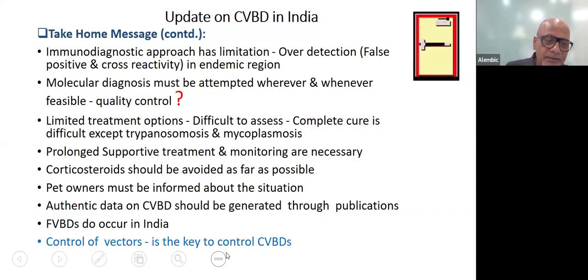Authentic data on CVBD has to be generated, where the field veterinarians should come together. There should be some kind of publication for the field veterinarians by the field veterinarians, so that the epidemiology is constructed. And the best thing is to control the vectors. Of course, there are certain infections which are transmitted mechanically, like Babesia gibsoni, or even Trypanosoma, once I was consuming rodents and other things. But vector control is the key, and that can prevent so many other CVBDs.